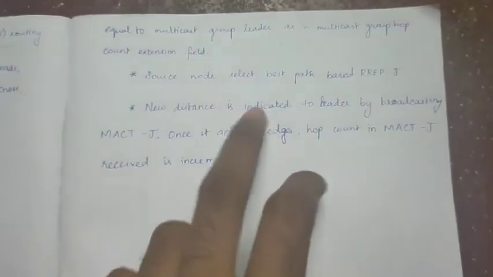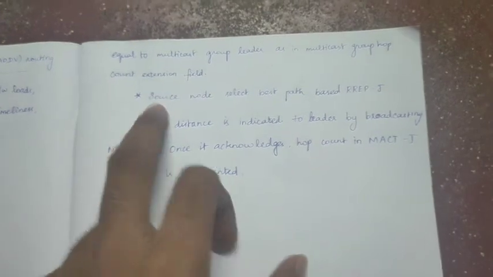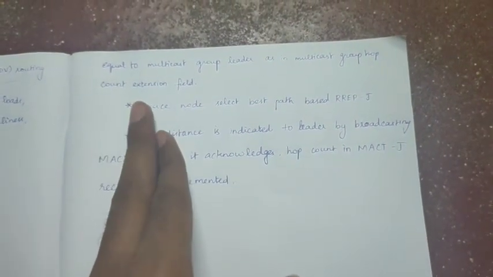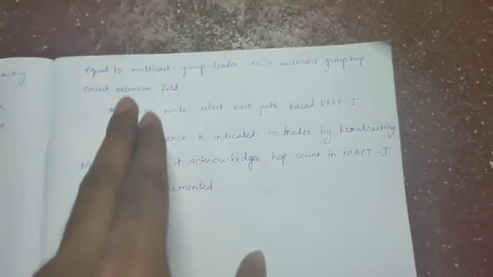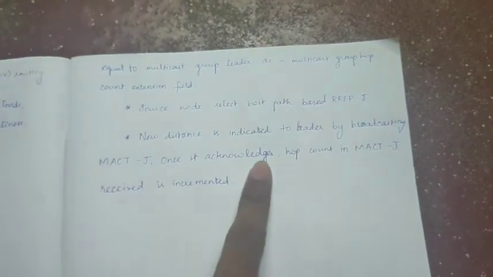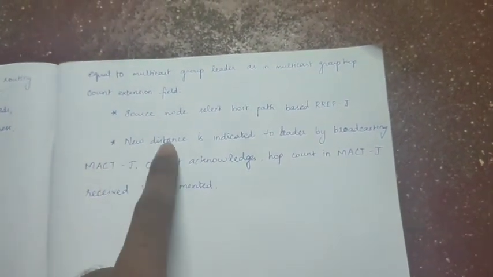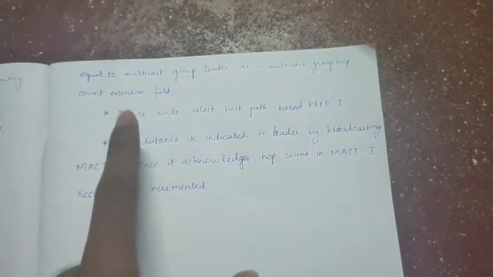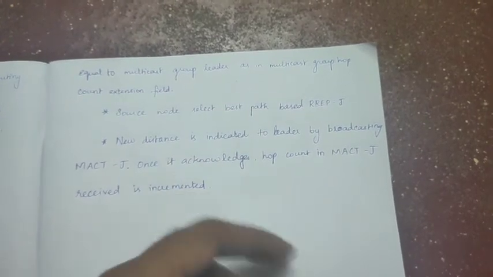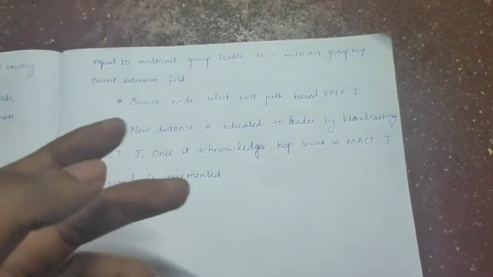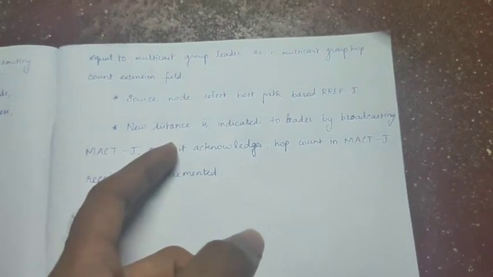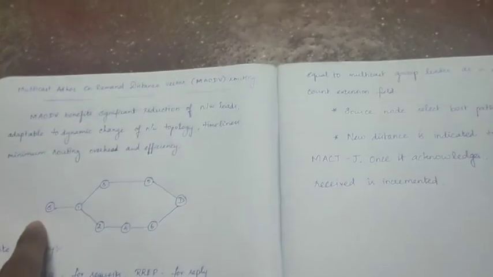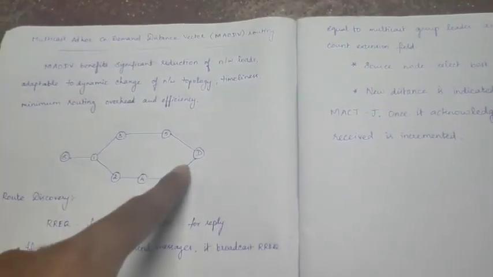Next one is, when this reaches the source, the source replies back with an RREP-J message, and when this RREP-J message is received by the destination, the new distance should be updated. So the destination also takes this process. The new destination is indicated to the leader by broadcasting a MACT-J message. Once this MACT-J message is received at the source, it also sends a MACT-J message to the destination.